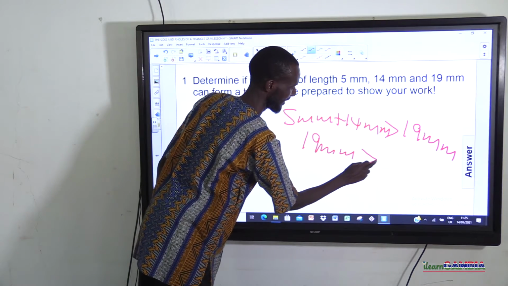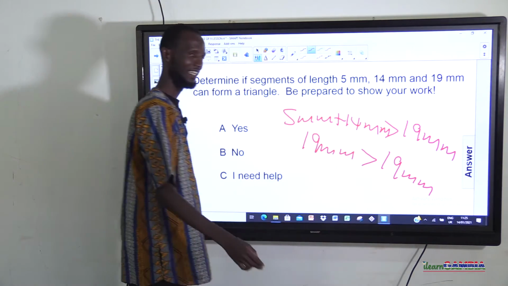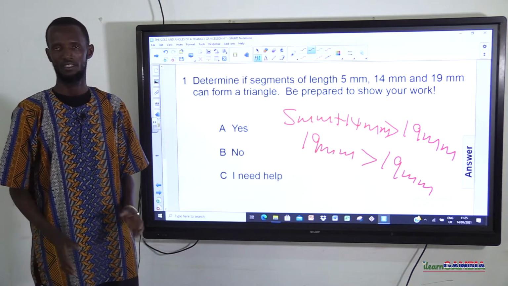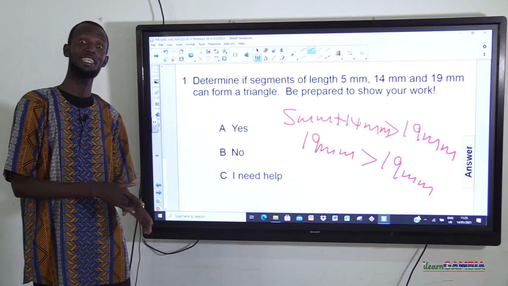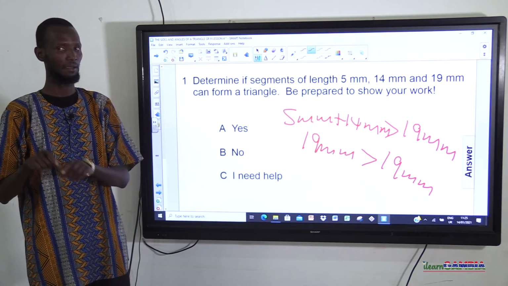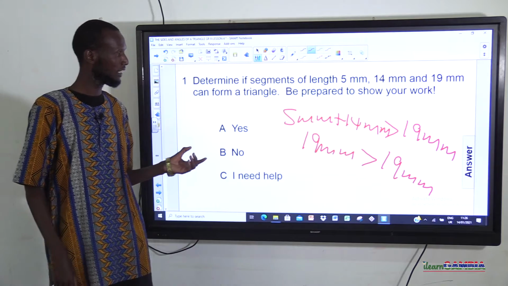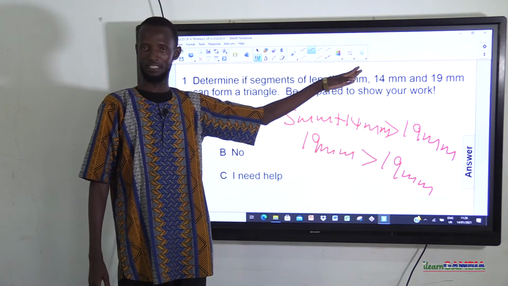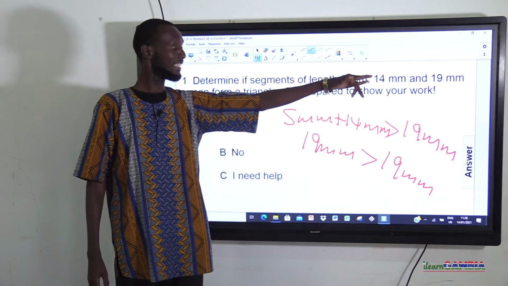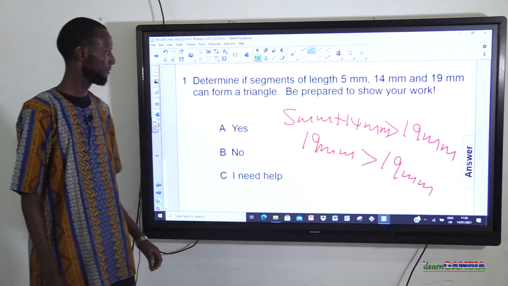But is that greater than 19 millimeters? Is 19 greater than 19? That's not true. 19 is definitely not greater than 19. Actually, 19 is equal to 19. And our sum should not be equal to. So, just based on that, we can conclude that these three lengths, that's 5 millimeters, 14 millimeters, and 19 millimeters, cannot form a triangle. Okay?